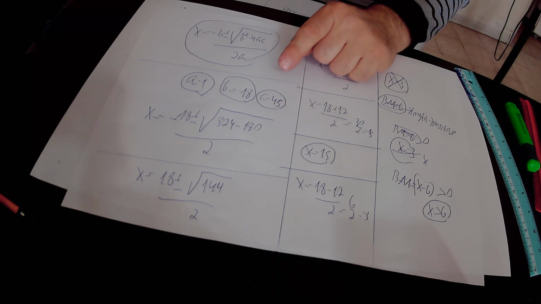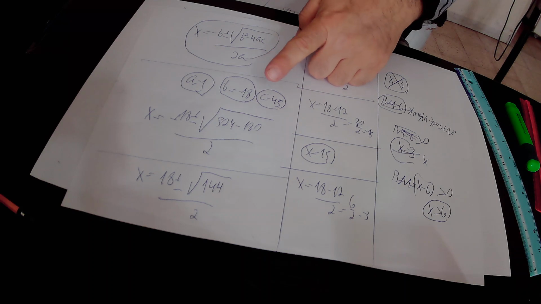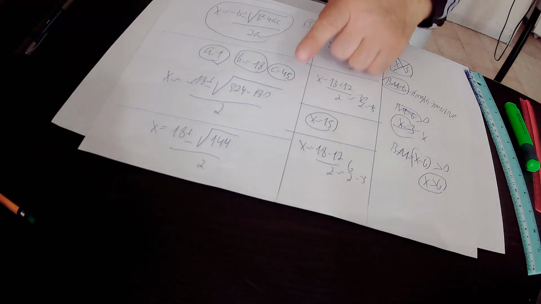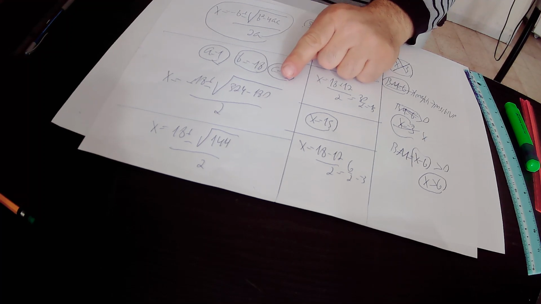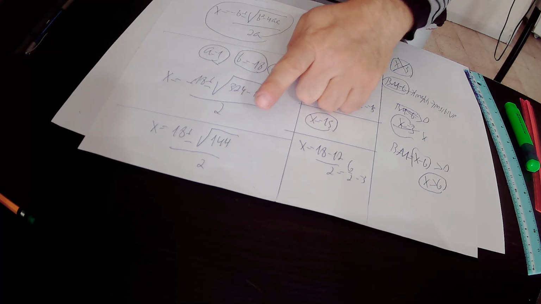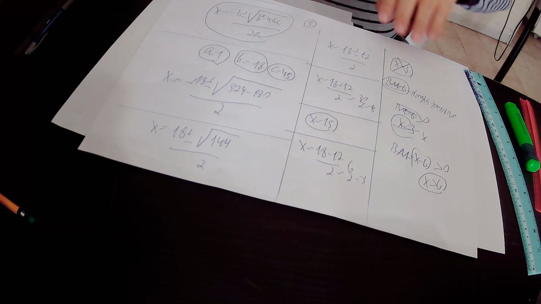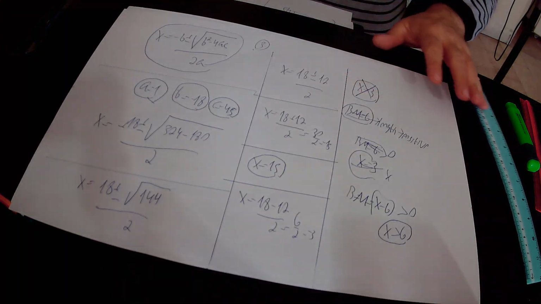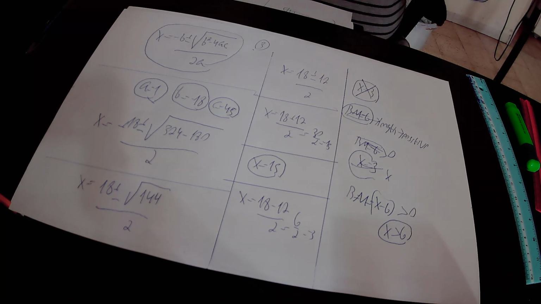a is 1, so 2a is 2 times 1, that is 2. So x equals 18 plus or minus the square root of 324 minus 180, which is 144, divided by 2. And the square root of 144 is 12. In conclusion, x equals 18 plus or minus 12, over 2. So here we have two possible solutions for x.